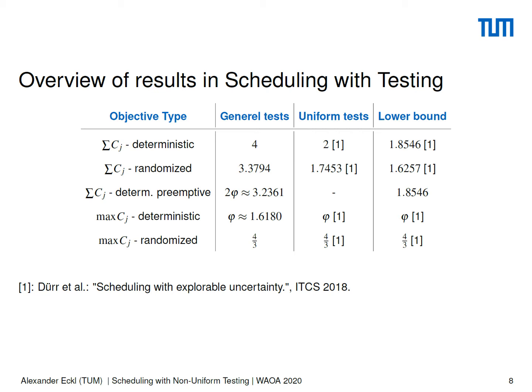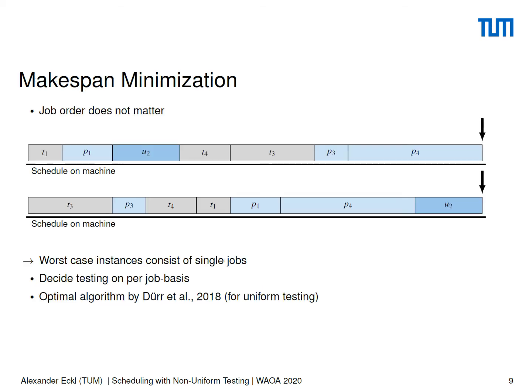We have also additionally considered the deterministic preemptive setting for the sum of completion times. Since there has been no consideration of this objective in Dürr et al., we have additionally constructed a lower bound for this case. In this talk, I want to focus on the deterministic setting. Let us first start with the Makespan minimization.